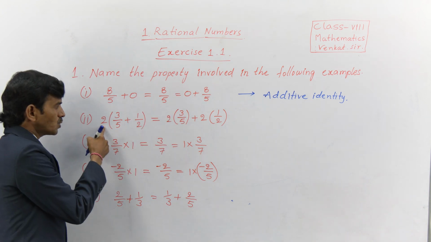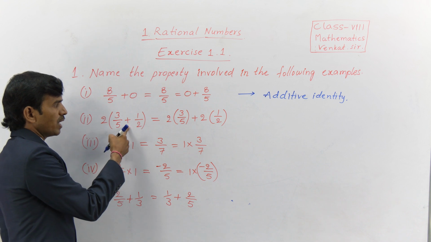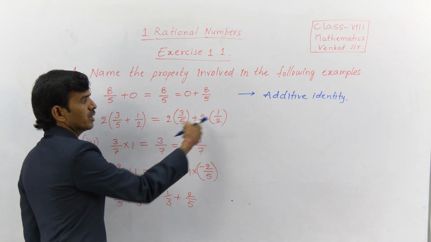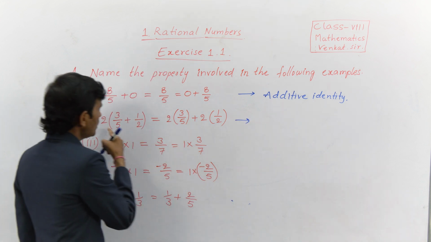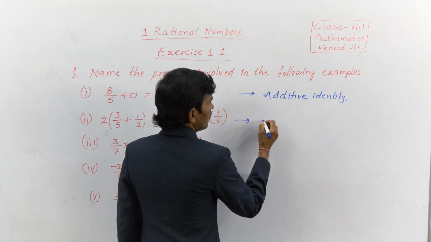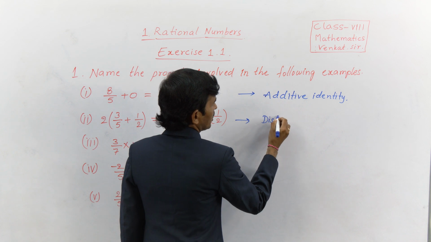And here 2 is going to split 2 into 3 by 5 plus 2 into 1 by 2. So that is nothing but 2 into 3 by 5 plus 2 into 1 by 2. Therefore, this 2 is distributed over addition. That's what we call distributive law or distributive property.